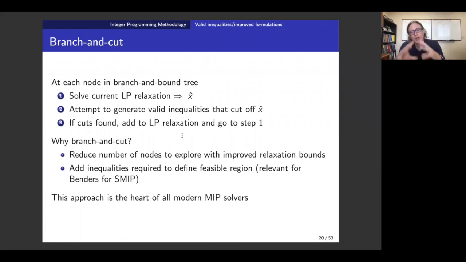So potentially we might use that technique of trying to find and add these valid inequalities to improve this bound at every node in the branch and bound tree. And that's what's known as branch and cut. And so why would we do this? Well, first of all, we hope that by adding these valid inequalities, we'll improve the bounds and therefore have fewer nodes to explore. But what's relevant for solving stochastic integer programming problems, which we'll see in a little bit, is sometimes you need to add valid inequalities just to define the feasible region. That's going to be relevant here once we start to see how some of these decomposition methods work. And this branch and cut approach is really at the heart of all modern integer programming solvers.